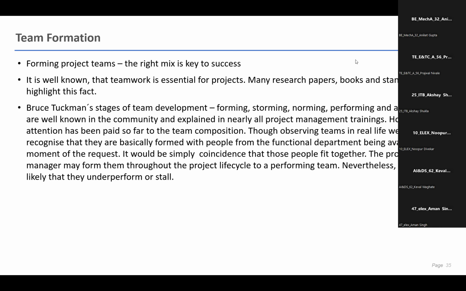Yes, Nupur. Can you tell me? As far as I understand, this part has already been delivered to all of you in holistic development. If you could share what you understand by team formation. Yes ma'am, this was there in the entrepreneur development open elective last semester.